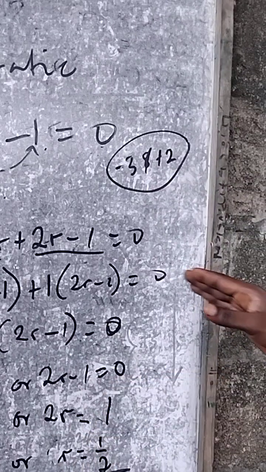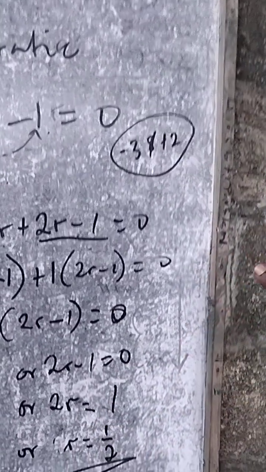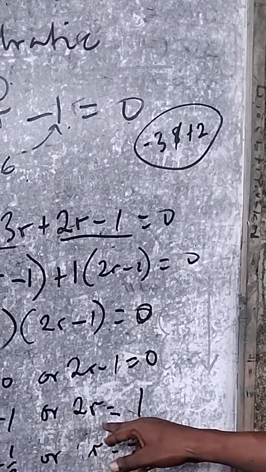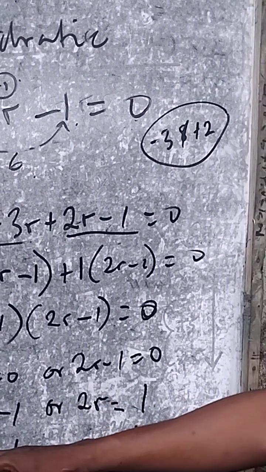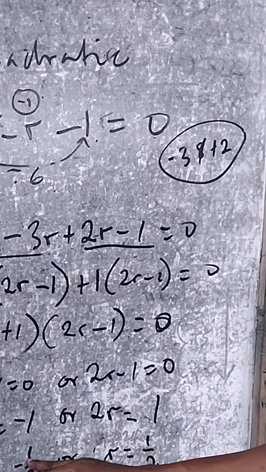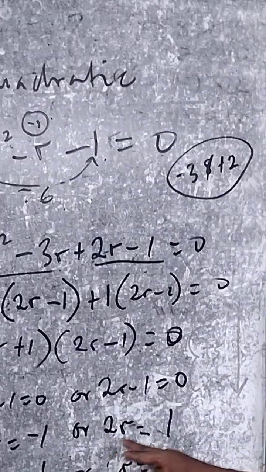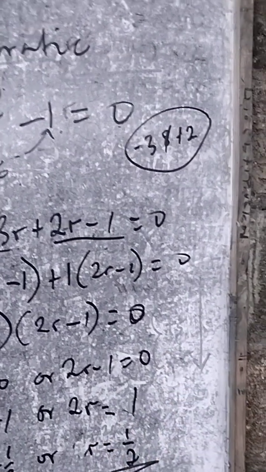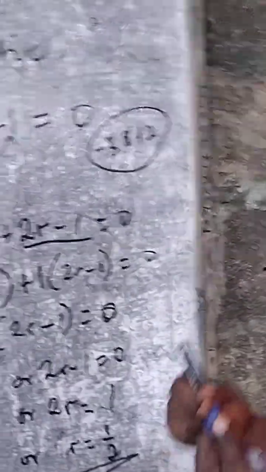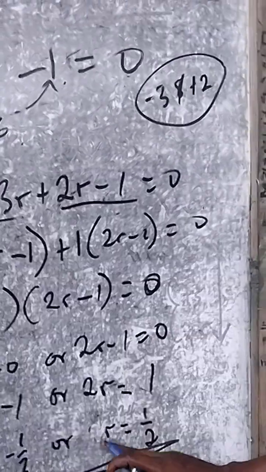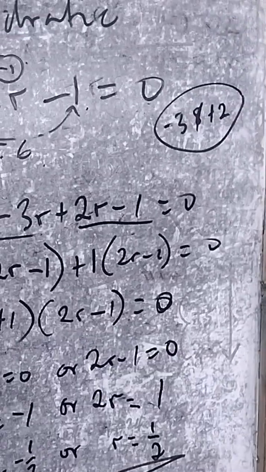Now you try to make R the subject of each of them. 3R is equal to minus 1, or 2R is equal to 1. Then divide both sides by 3 on this first one. You have R to be equal to minus 1 over 3. Divide both sides by 2 here. You have R to be equal to 1 over 2. So the two possible values of R are minus 1 over 3 or 1 over 2.